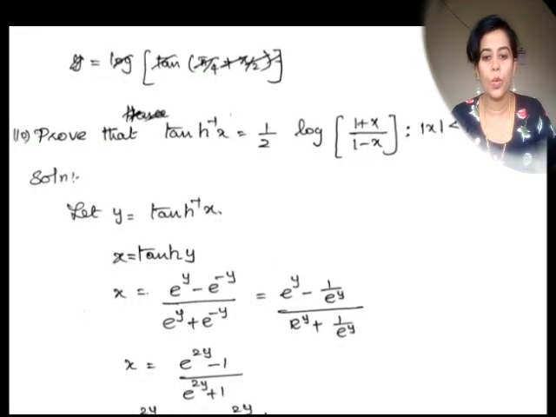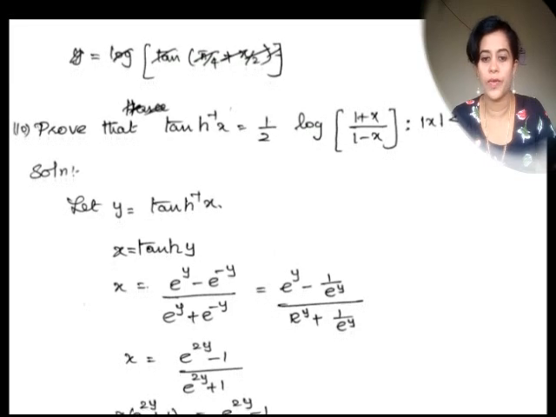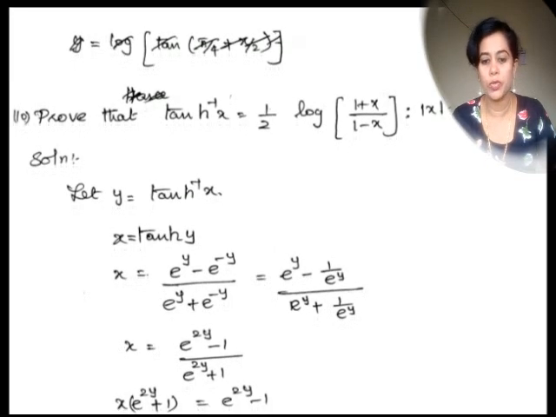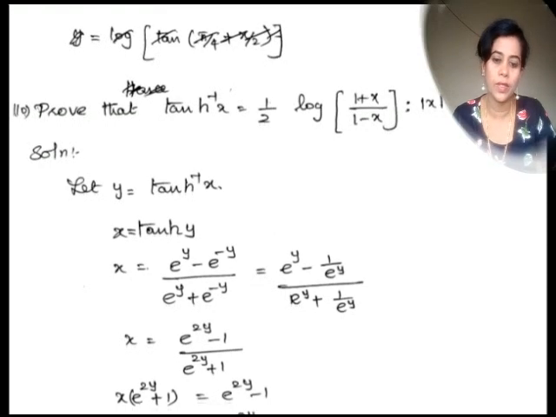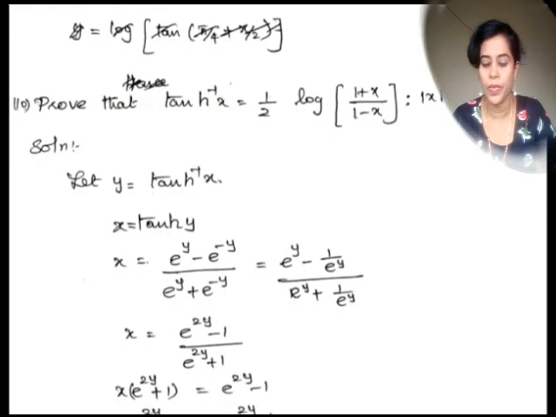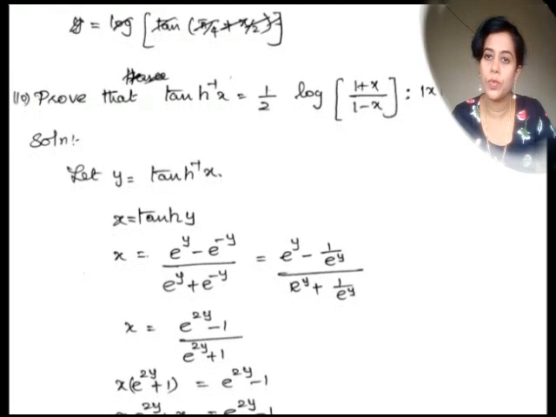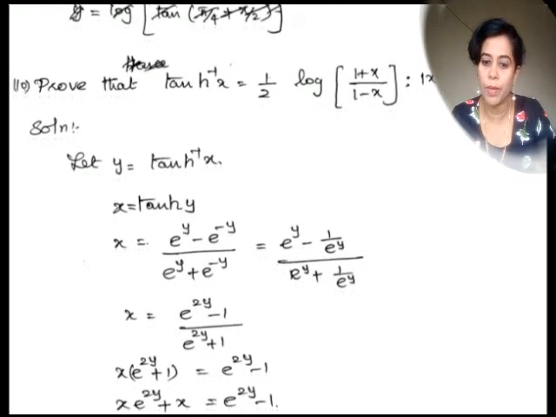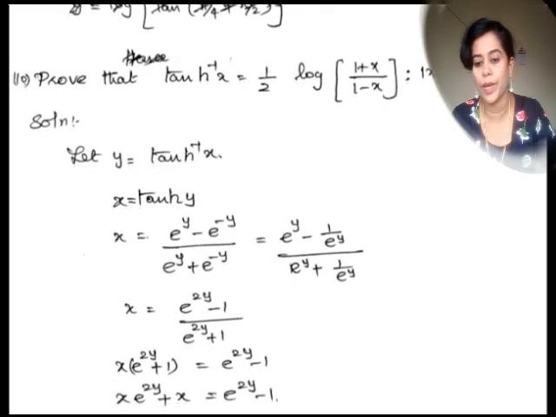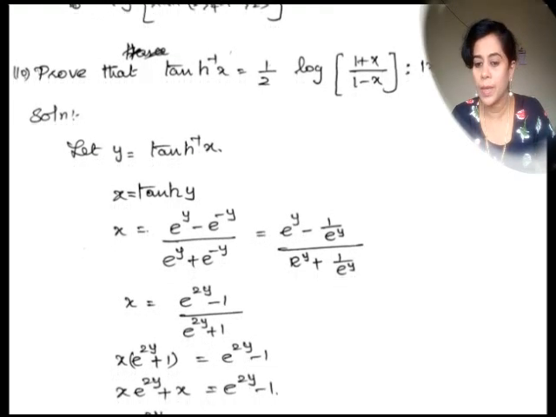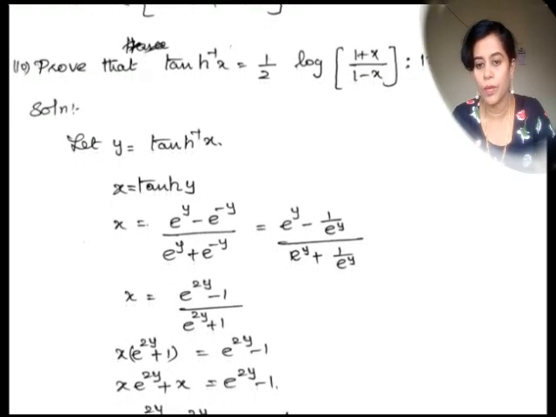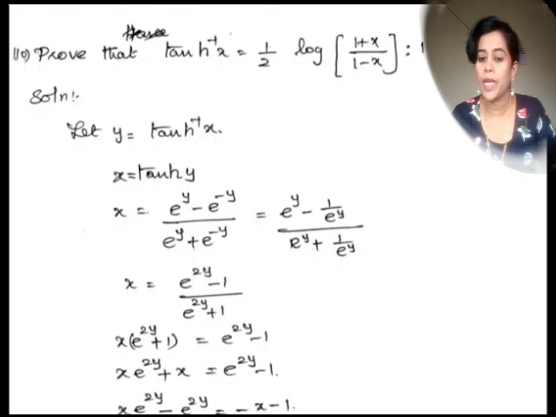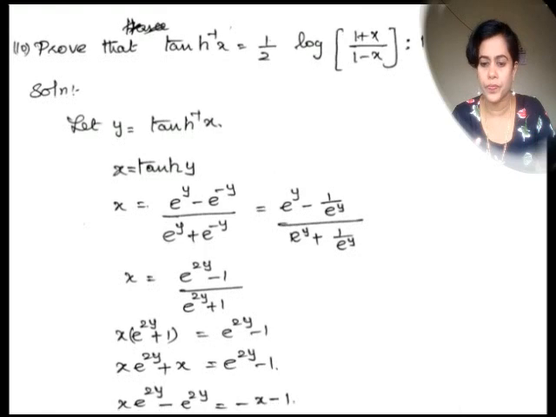Let me consider y is equal to tanh inverse of x here. Then what is x? x is equal to tanh y, because bringing the inverse to the other side, x is equal to tanh y. And x is equal to tanh y can be written, according to the definition of tanh y, as e power y minus e power minus y divided by e power y plus e power minus y, which is nothing but e power y minus 1 by e power y, divided by e power y plus 1 by e power y.